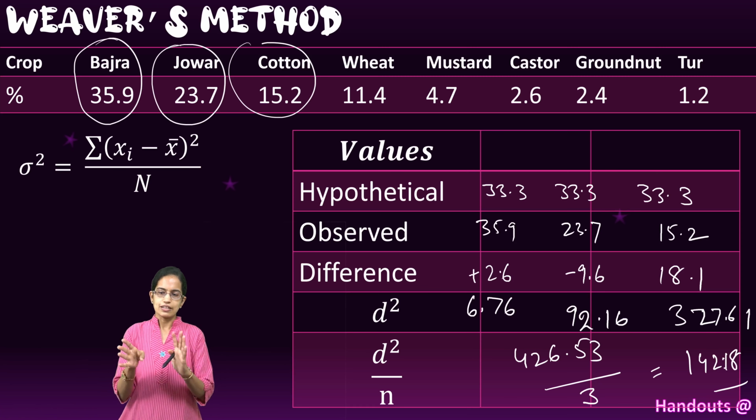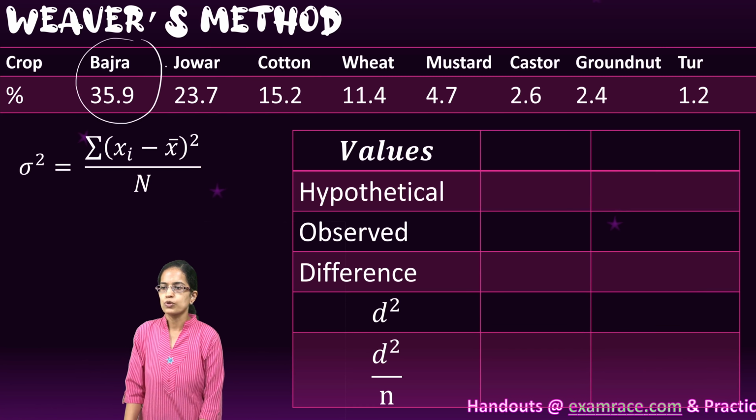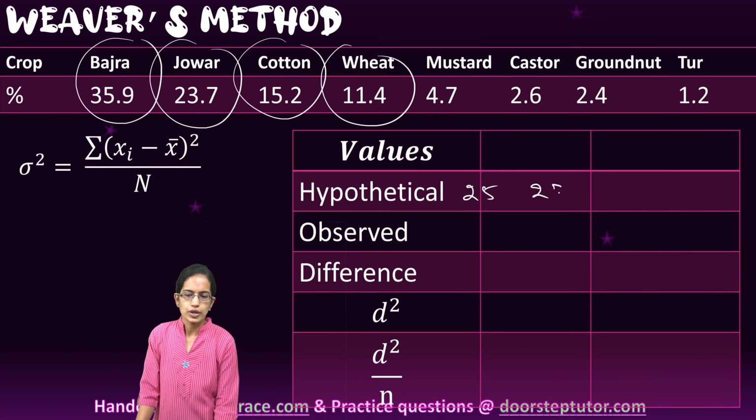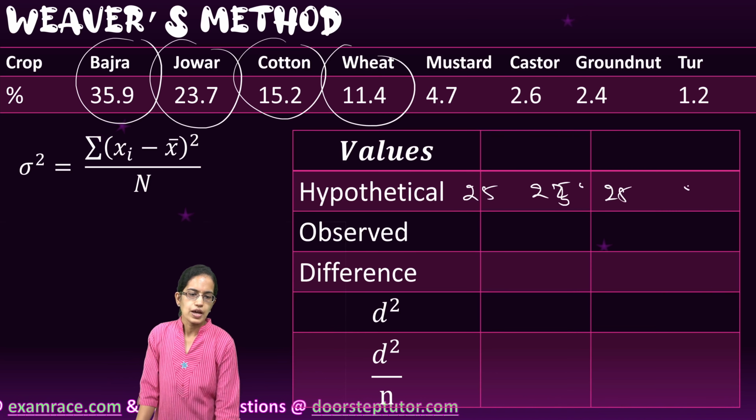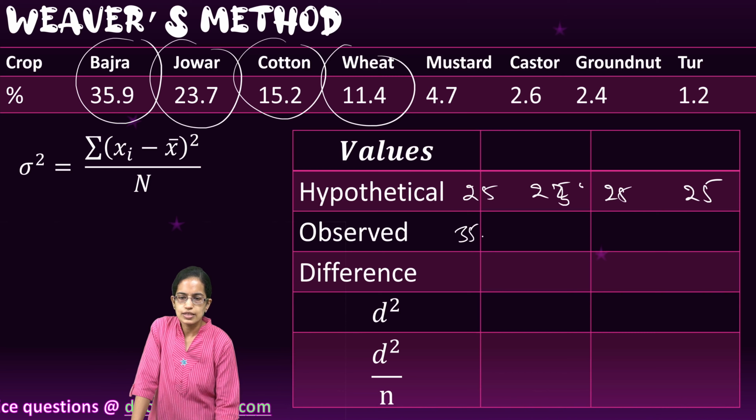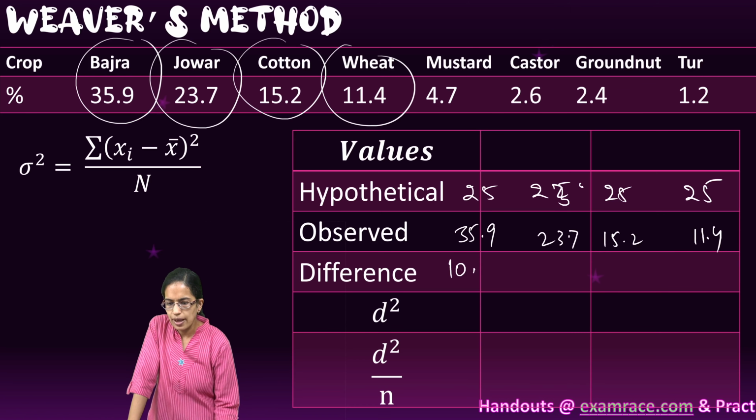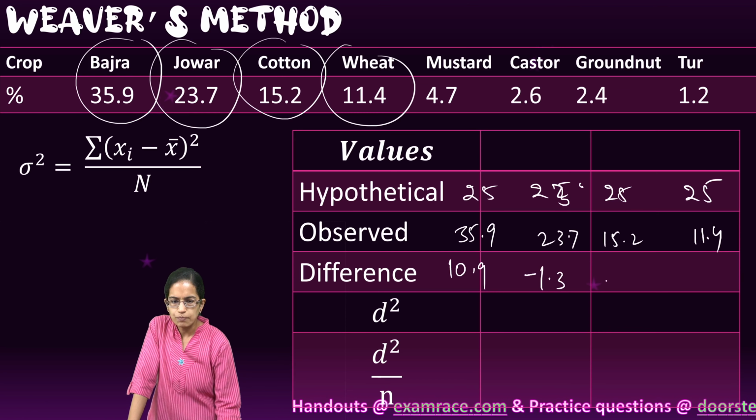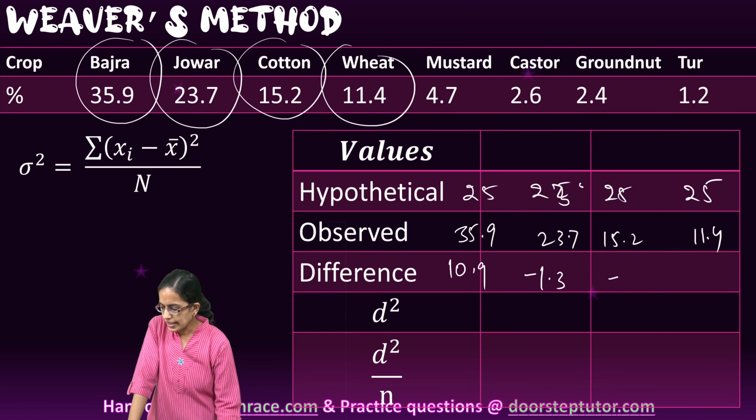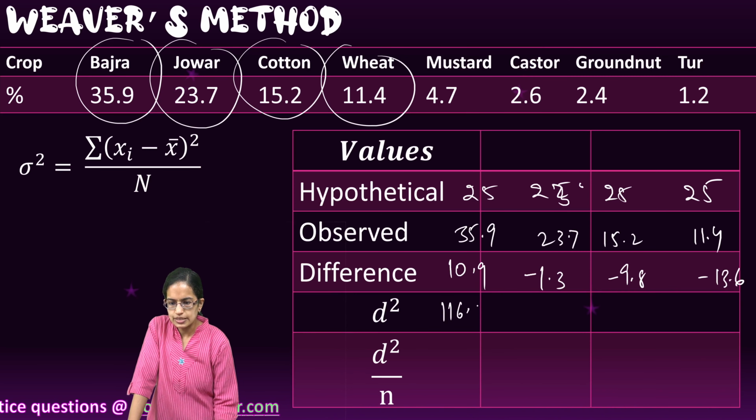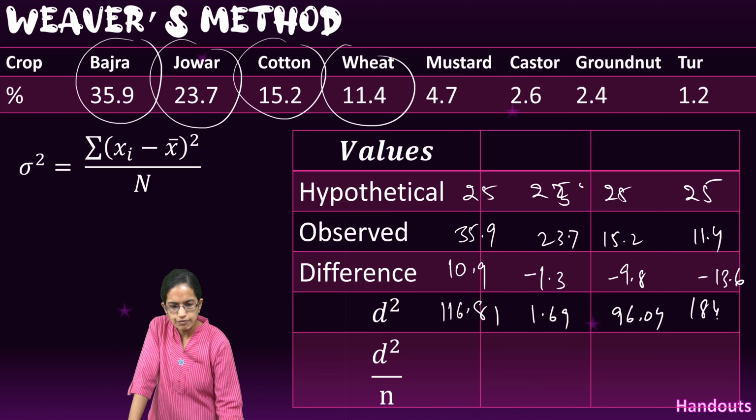Now I take 4 crops. So I remove this value, I take 4 crops. Now 4 crops become very easy. My hypothetical values are 25, 25, 25 and 25. My actual values are 35.9, 23.7, 15.2 and 11.4. Now I take the difference again. Those come as 10.9, minus 1.3, minus 9.8 and minus 13.6. I square these values as 106.81, 1.69, 96.04 and 184.94.